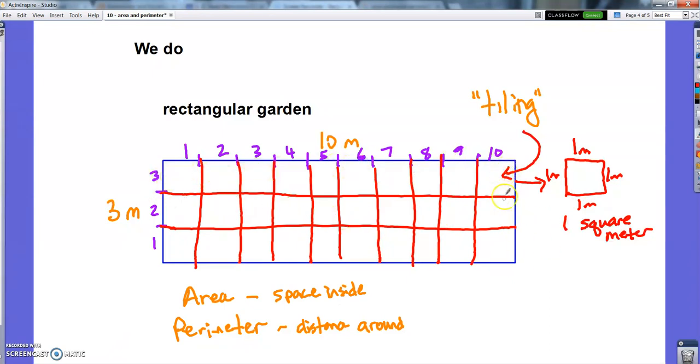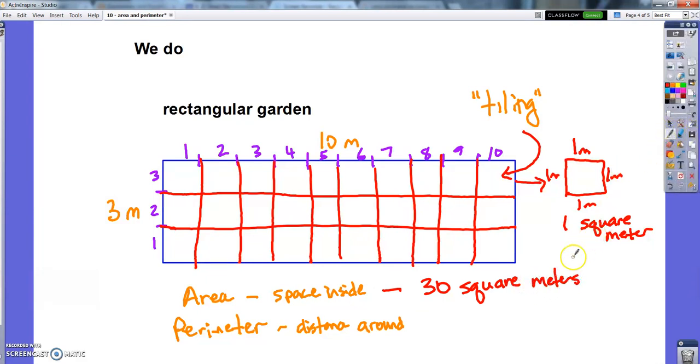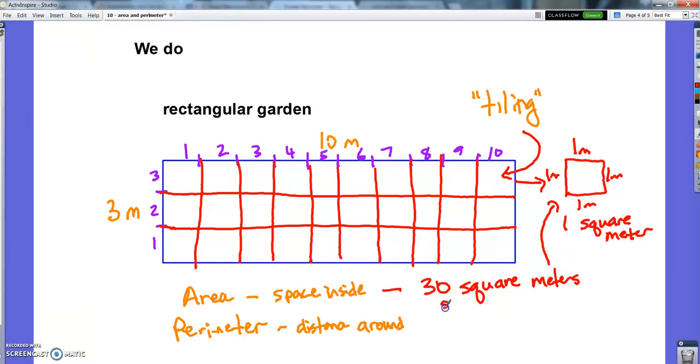There are 10, 20, 30 square meters. I'm really just taking these things and counting them up. There's 30 of those. That is the space to plant. That's where I would plant the stuff in the garden, in those 30 square meters.